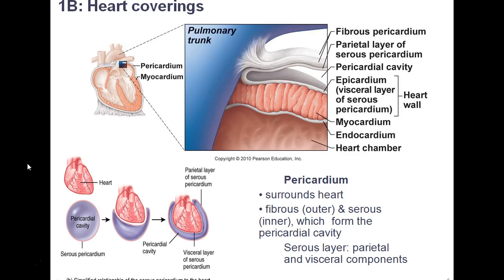And then there's going to be a space in between here. Between these two layers of the serous membrane, there's a possible space. We're going to call that the pericardial cavity. And that's going to contain that serous, aka watery, fluid known as pericardial fluid. This fluid is going to be secreted by the serous membrane layers, and again, that allows a friction-free motion of the heart inside this chest.